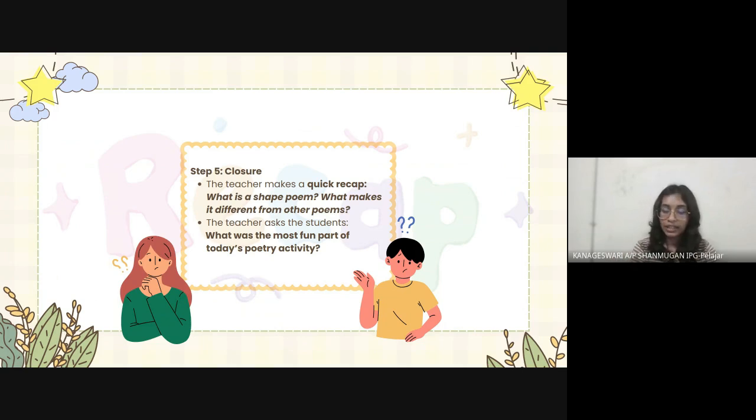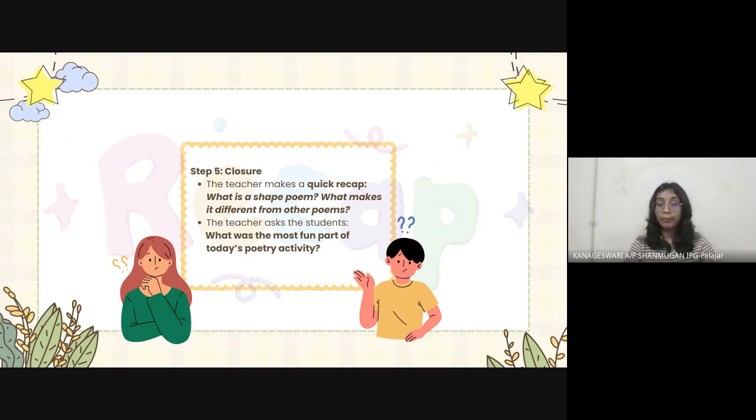And don't forget, as a teacher, you must review the key points. You can say, today we have learned about shape poems. You saw how we can express our emotions and ideas through words and shapes. You also learned how to give and receive positive feedback and how to perform a poem. You can use this phrase.